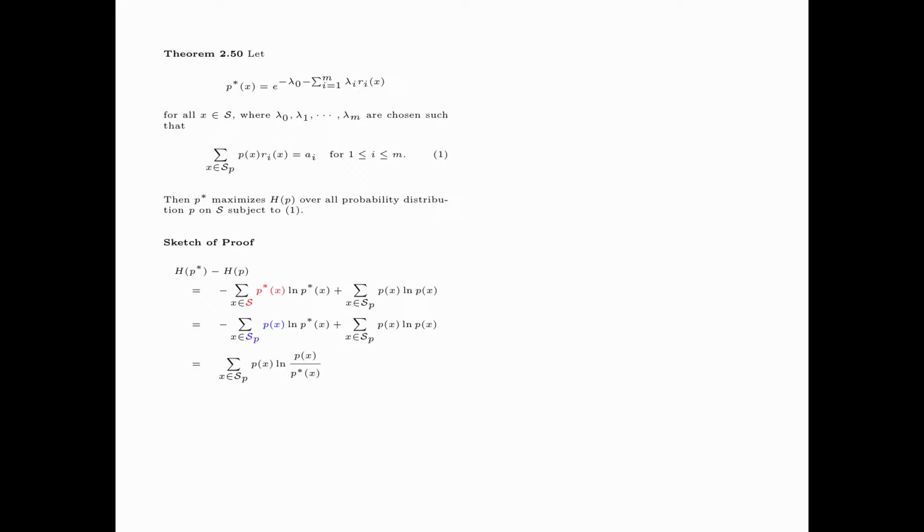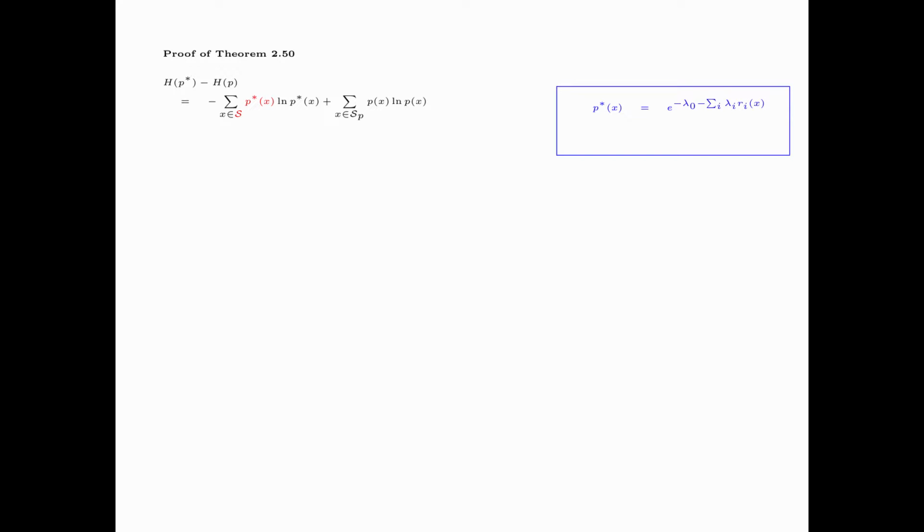Combining these two summations, we have summation x in S_P, P(x) log P(x) divided by P star(x). This is equal to the divergence between P and P star, which is greater than or equal to 0. This shows that P star is the distribution that maximizes the entropy.